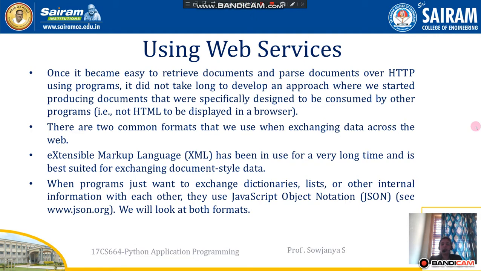The other format is JSON. When programs just want to exchange only dictionaries, lists or other internal information, in a situation where we want to exchange only dictionaries, so far we have discussed what dictionaries are and how to write them, and we know lists and other internal information, how can they exchange the information with each other? That can be done using JavaScript object notation. If you want more information on JavaScript object notation, you can refer to this website. Let us see how these two formats can be used in detail in Python programming.